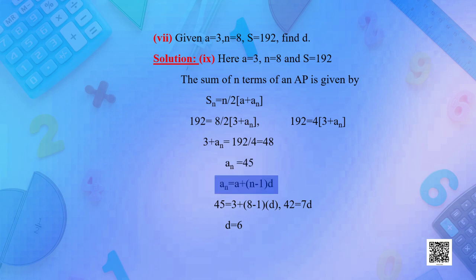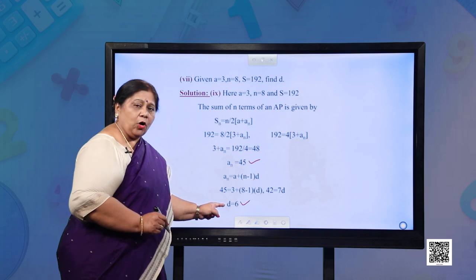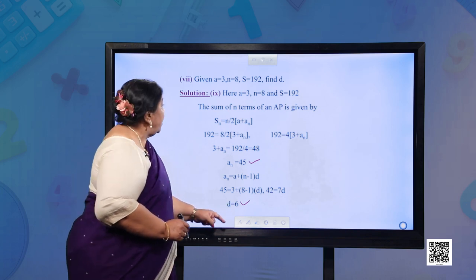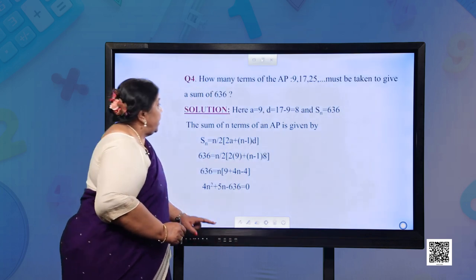In this way, we have calculated an. Now, formula for an is a plus n minus 1 into d. So, 45 is equal to 3 plus 8 minus 1 into d, or 42 is equal to 7d. Therefore, value of d is 6. In this way, we have calculated the common difference as 6. Now, let us do the next question.